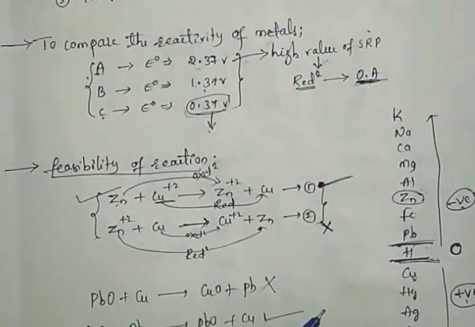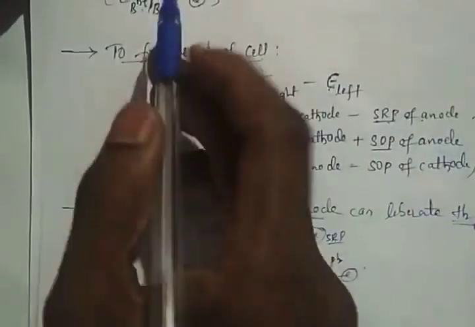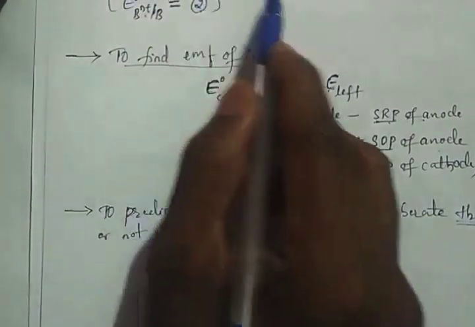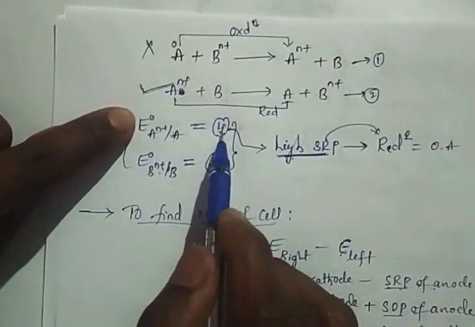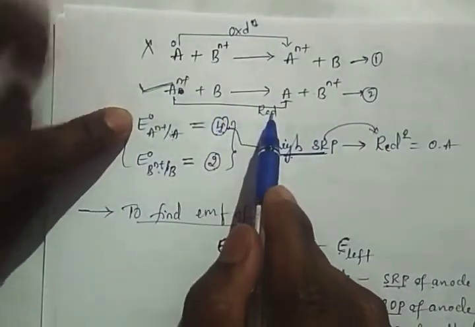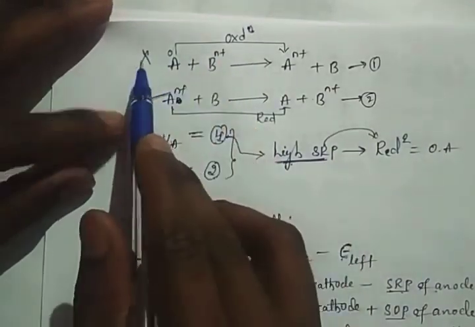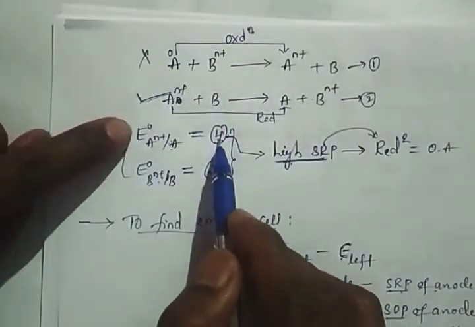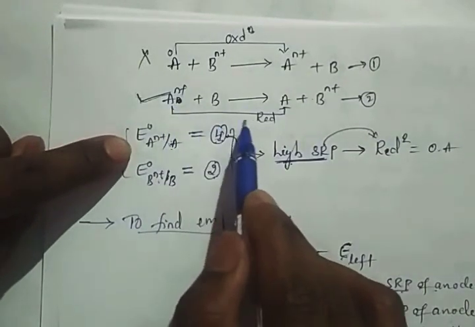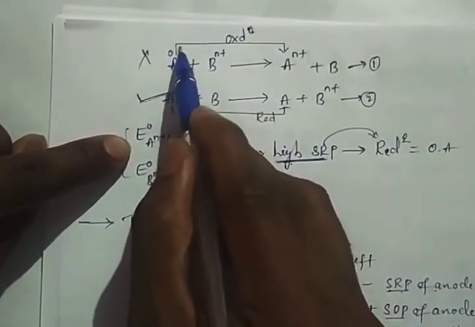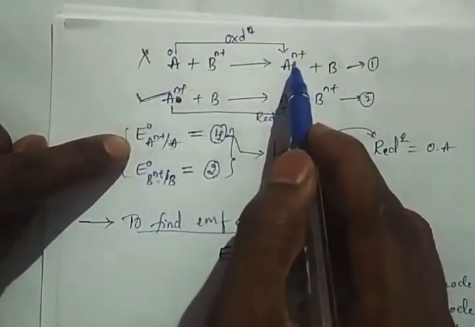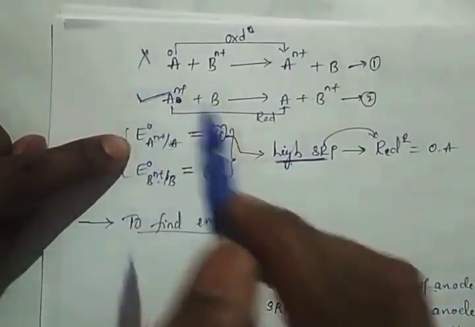And the second application is to predict the feasibility. In order to predict the feasibility, the electrode with higher SRP must undergo reduction, then only the reaction is said to be feasible. The electrode whose SRP value is higher should undergo reduction. If that element undergoes oxidation, then that reaction is not feasible. Here A has the higher value, so A must undergo reduction, and this is given in the second reaction, therefore the second reaction is feasible. But in the first case, A undergoes oxidation, therefore this reaction is not feasible.